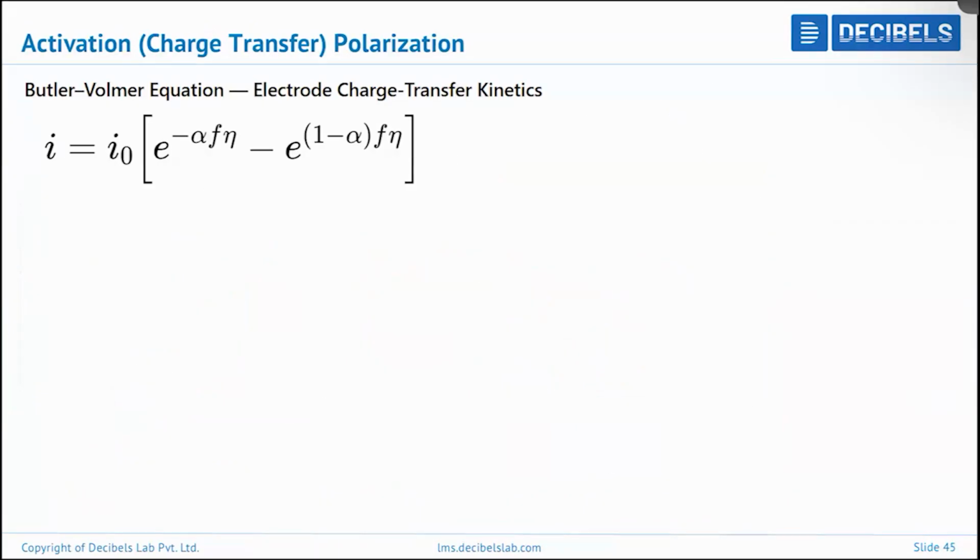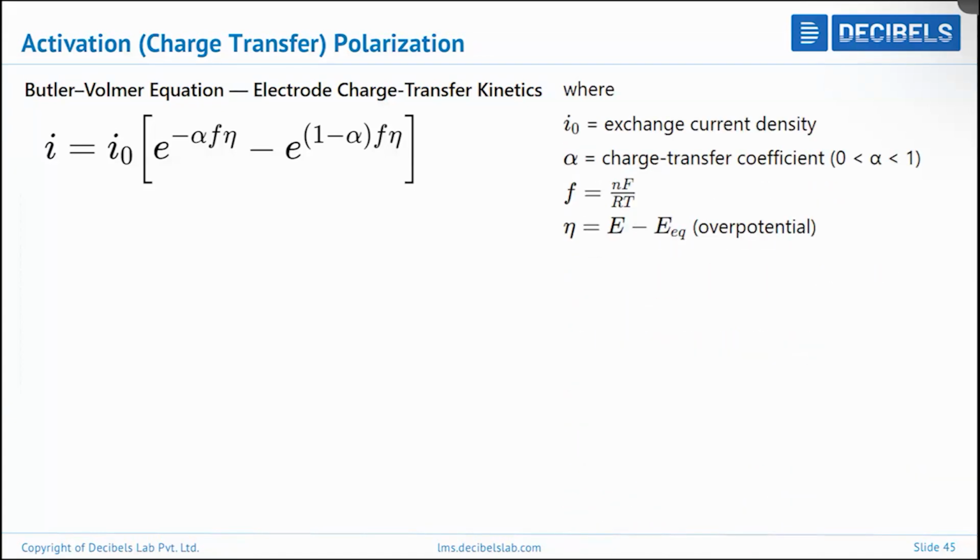So the Butler-Volmer equation helps us to understand the electrode charge transfer kinetics. The current that we are able to get or apply is equal to the exchange current density times e to the power of minus alpha F eta over RT, minus e to the power of (1 minus alpha) F eta over RT. So this is the relation between the current and the overvoltage. I have actually derived this equation in my recording in the course.